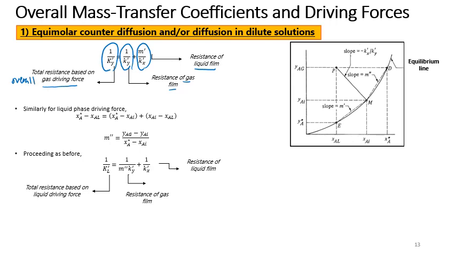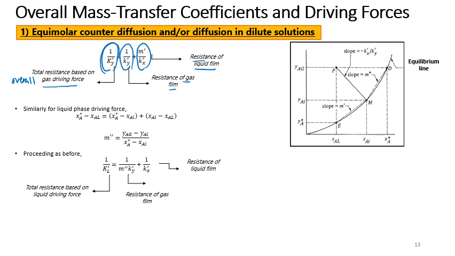So you can know what would be the controlling phase for your mass transfer, which one has more resistance, the liquid film or the gas film. That would contribute to the overall resistance. But you can do a similar derivation for the liquid phase driving force, because previously we did the derivation based on the gas phase driving force.